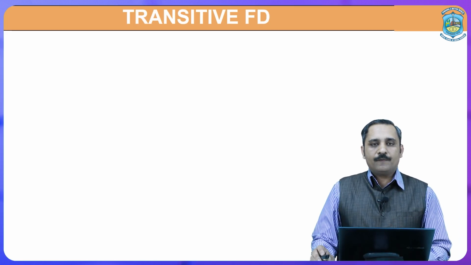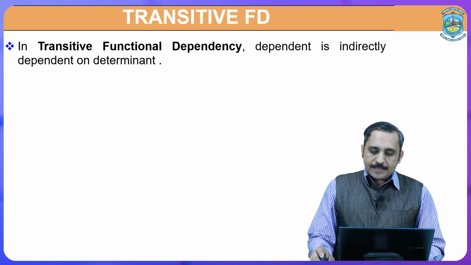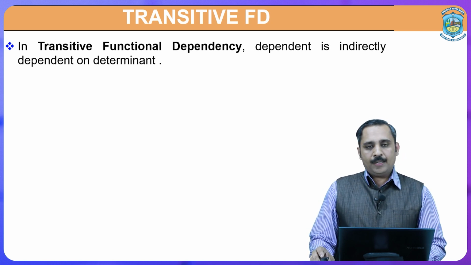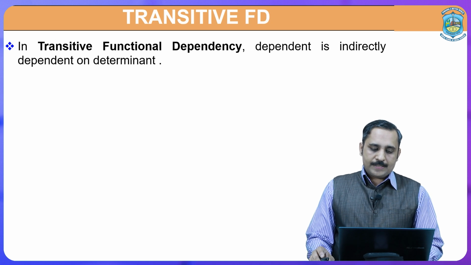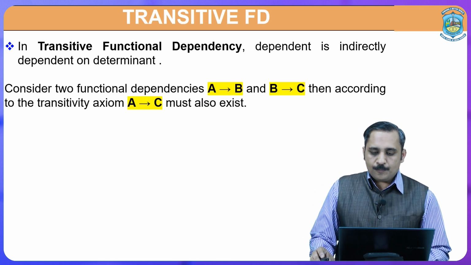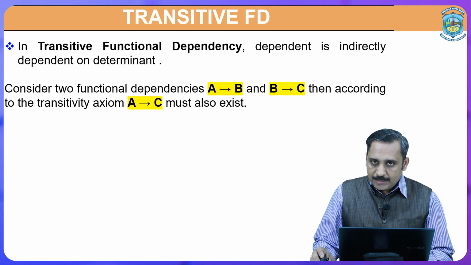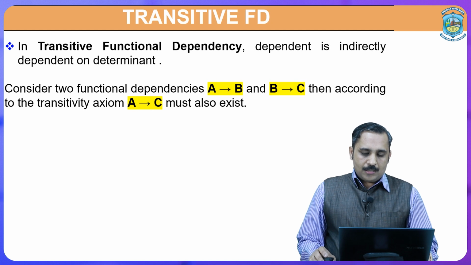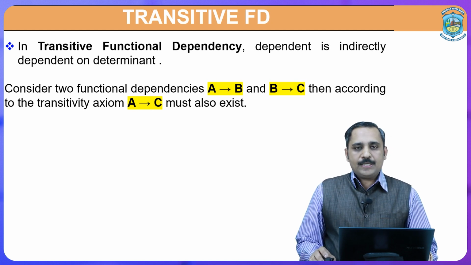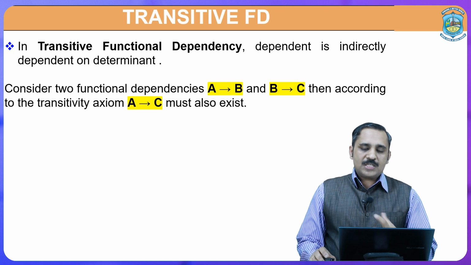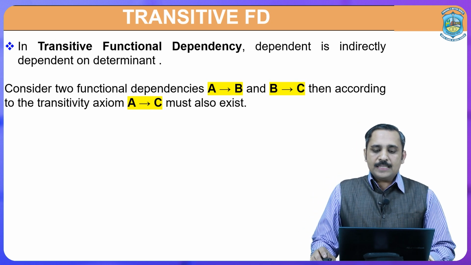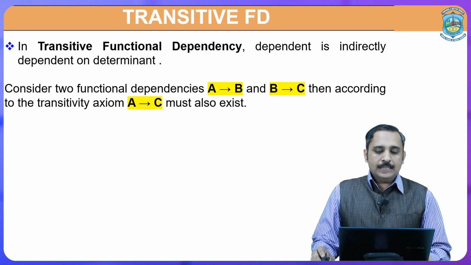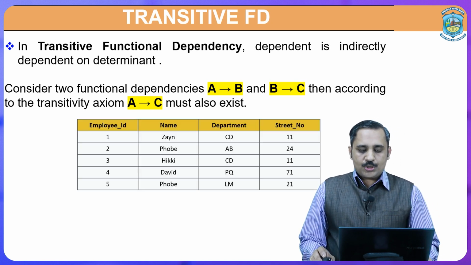Next we have transitive functional dependency. In transitive functional dependency, the dependent is not directly, but indirectly dependent on the determinant value. Here for example, we have 2 functional dependencies, A arrow B and B arrow C. According to the transitivity axiom that we have in set theory and other mathematical forms, if we have A arrow B and B arrow C, then from this we can infer that A arrow C. That means C is not directly connected with A, but indirectly it is dependent on A. This type of relationship is called transitive relationship.